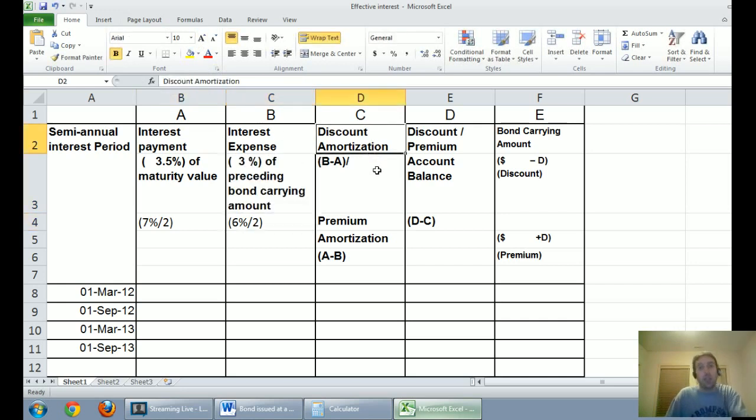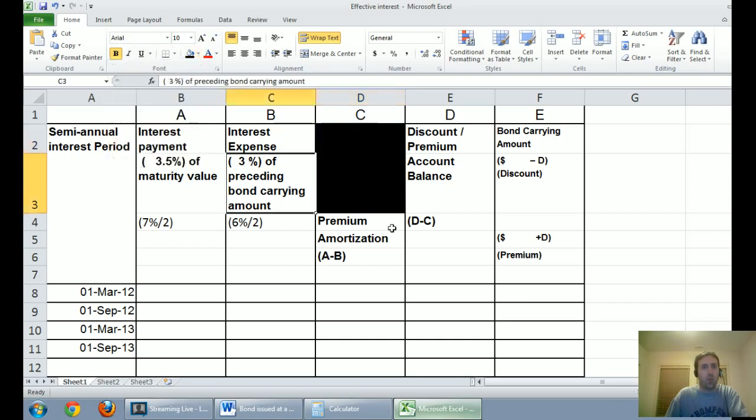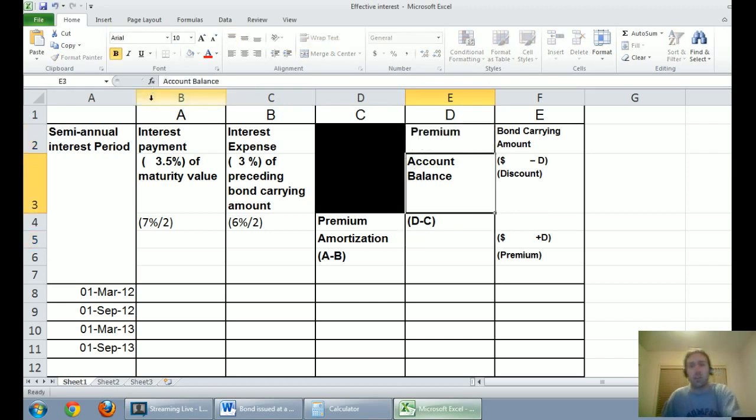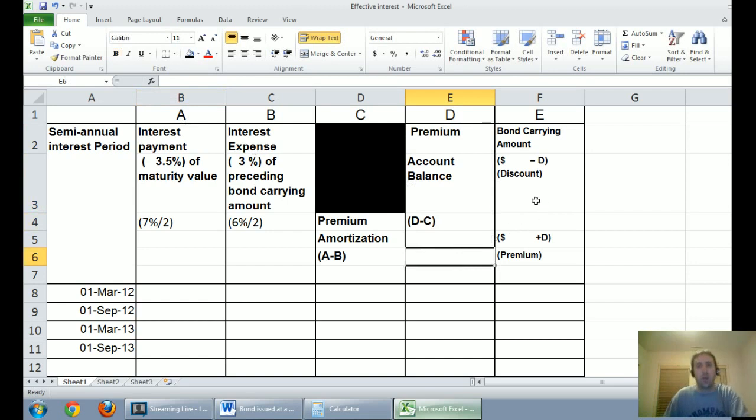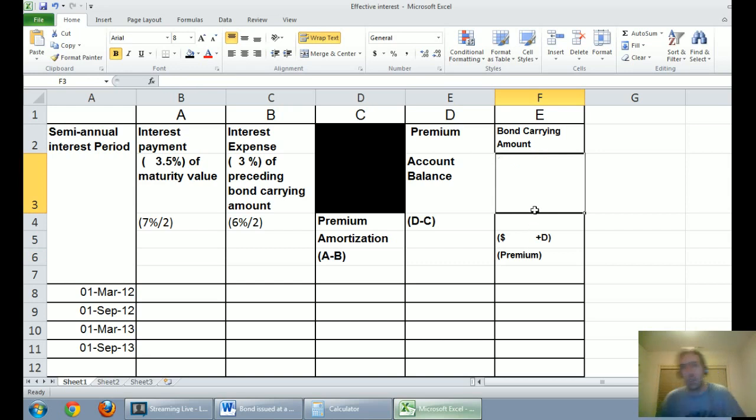So, discount or premium amortization. This time we got a premium. Let's just black out discount. We're not interested in that. This is a premium. Discount premium account balance: I'll get rid of the word discount there. This is just premium account balance. Bond carrying amount, face value minus D for a discount, plus D for a premium. Let's get rid of discount.